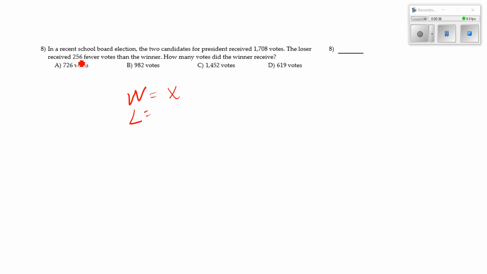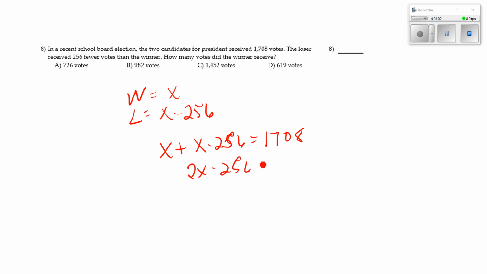The loser received 256 fewer votes than the winner. So let's make the loser X minus 256. Together there were 1,708 votes. So that'd be X plus X minus 256, because the winner had X, the loser had X minus 256. That should total up to 1,708 votes. So now I'm just going to solve this. That'd be 2x minus 256 equals 1708.